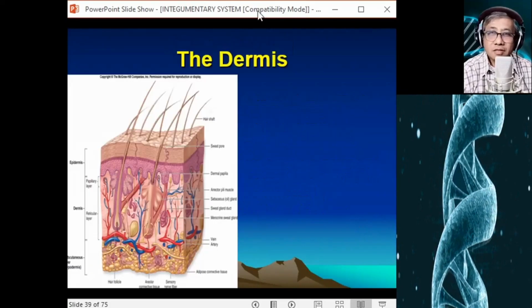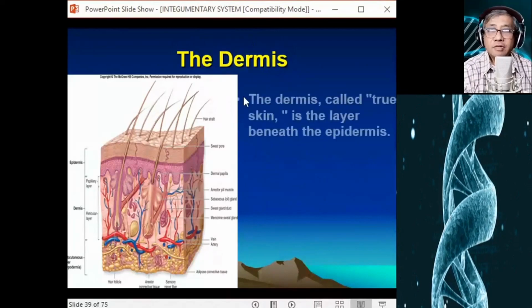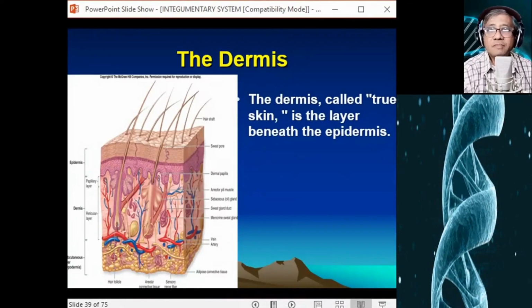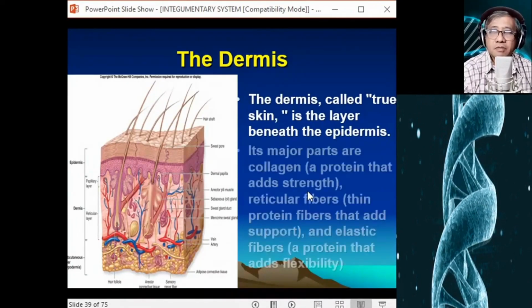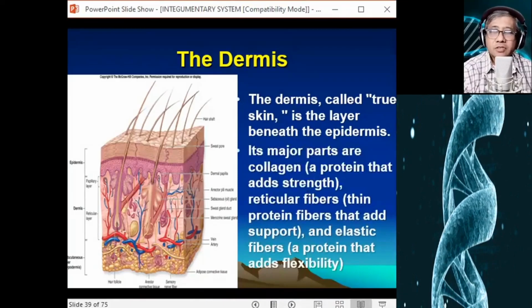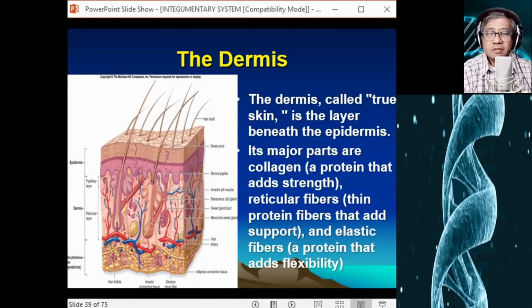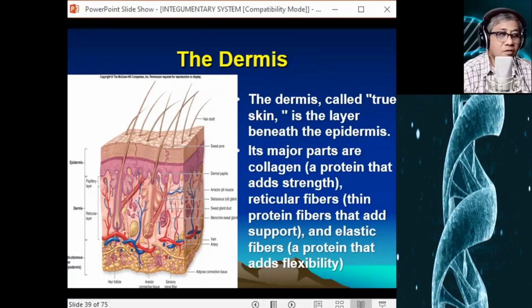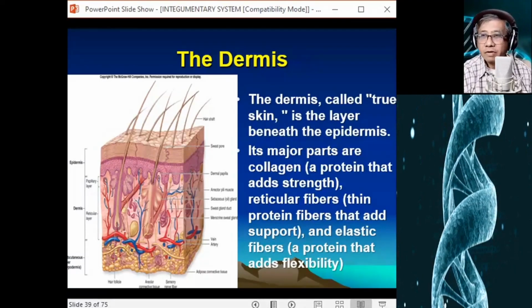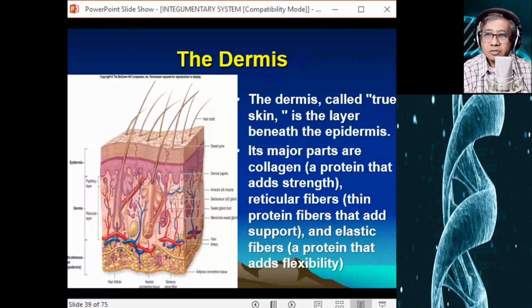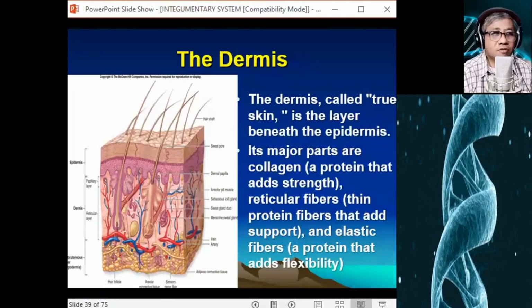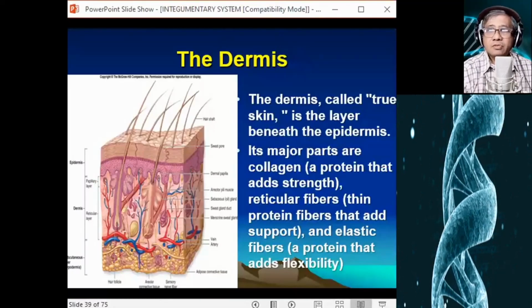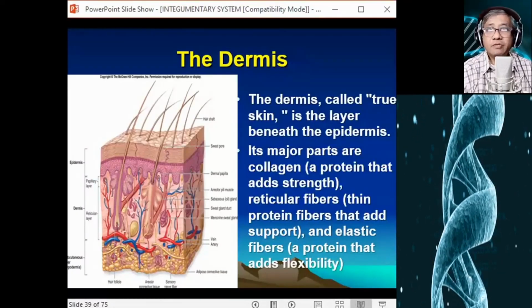So we'll proceed now to the next layer, which is the dermis or the true skin. The dermis, also known as true skin, is the layer beneath the epidermis. Alright, its major parts are collagen. Collagen makes the tissue with added tensile strength na yung collagen. Together with the mga elastic fibers, di ba yan? Reticular fibers. Okay, that adds additional support to the dermis. And elastic fibers. Yan ito, yung connective tissue, yung loose connective. Okay, that adds flexibility.